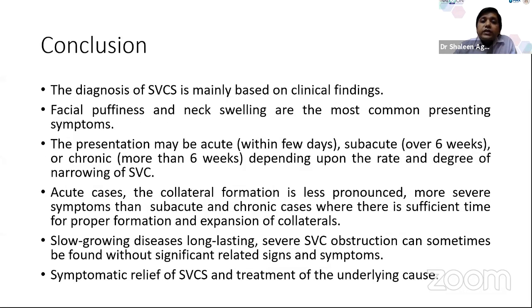To conclude, the diagnosis of SVCS is mainly based on clinical findings. Facial puffiness and neck swelling are the most common presenting symptoms. The presentation may be acute, which will present within a few days, or subacute over 6 weeks, or chronic, more than 6 weeks, depending upon the rate and narrowing of the SVC. In acute cases, the collateral formation is less pronounced and more symptoms are present than in subacute and chronic cases, where there is sufficient time to develop the expansion of the collaterals.